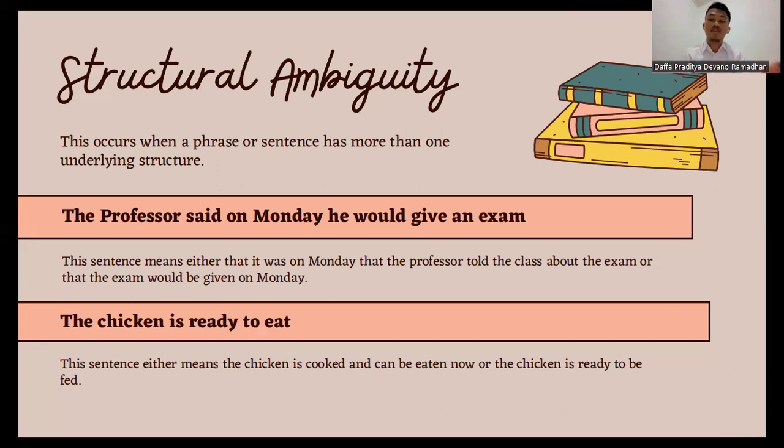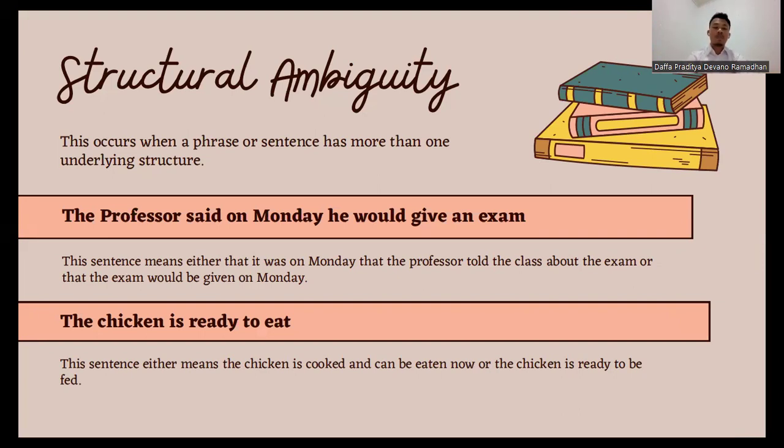Then the chicken is ready to eat. So this sentence either means the chicken is cooked and can be eaten now, or the chicken is ready to be fed. Because we didn't really know, there must be an additional sentence to clarify these sentences, just like the previous sentence that I have extended to you.